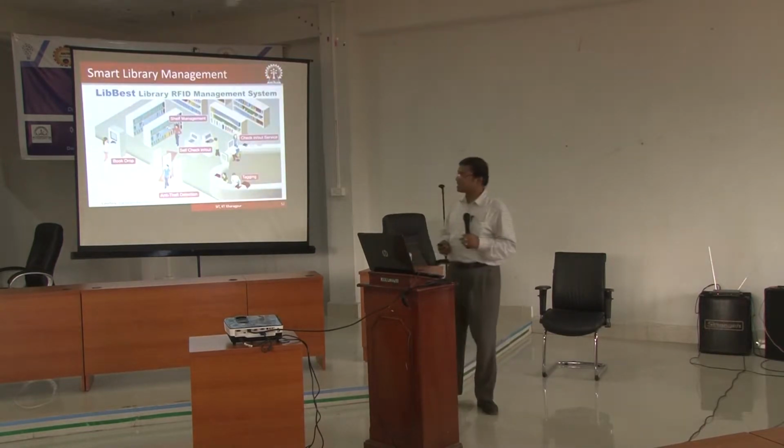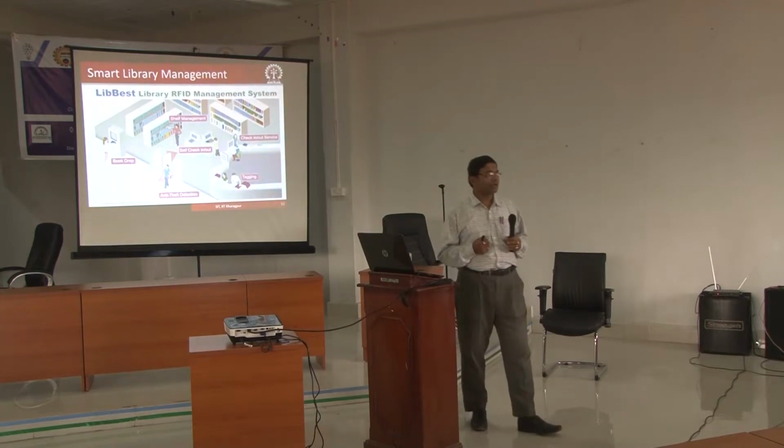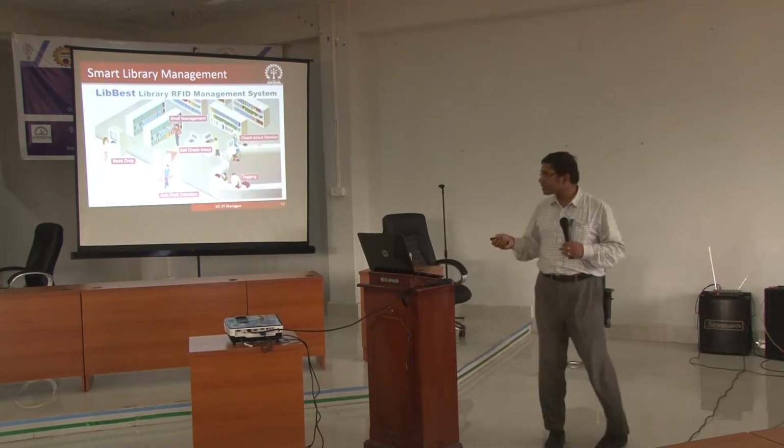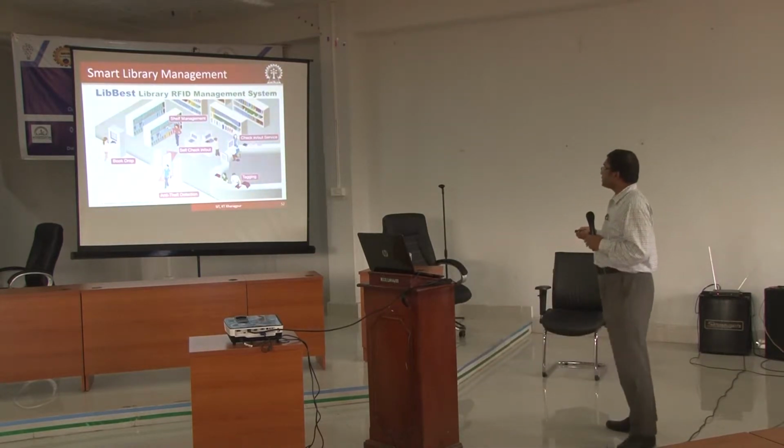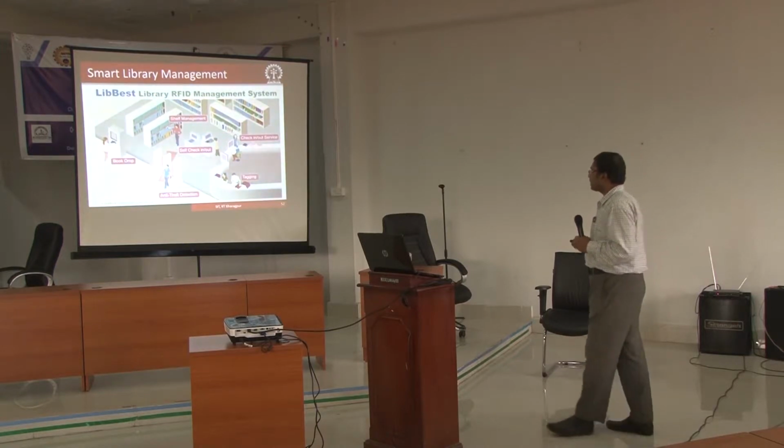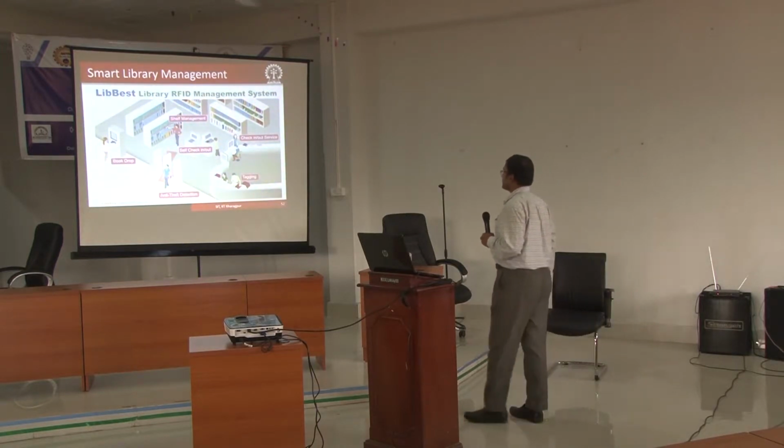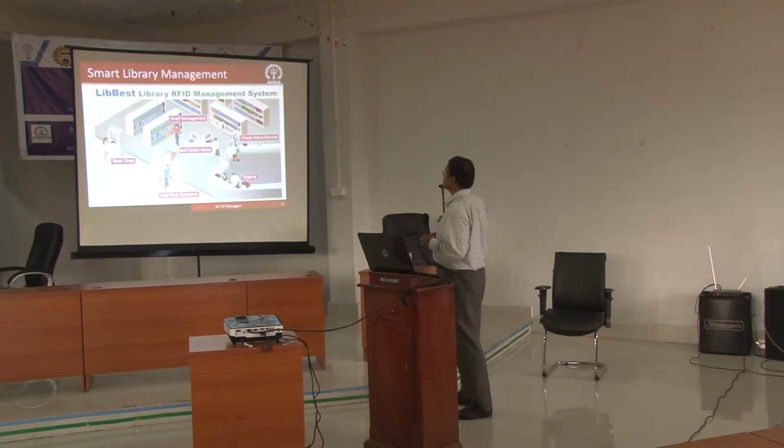Smart library management. This is an example of smart library management. As you can see in this particular figure, you have self-checkout services, anti-theft detection, book dropping services, self-management. All of these are going to be automated, without any human being managing the system themselves. So it's a smart library management system.